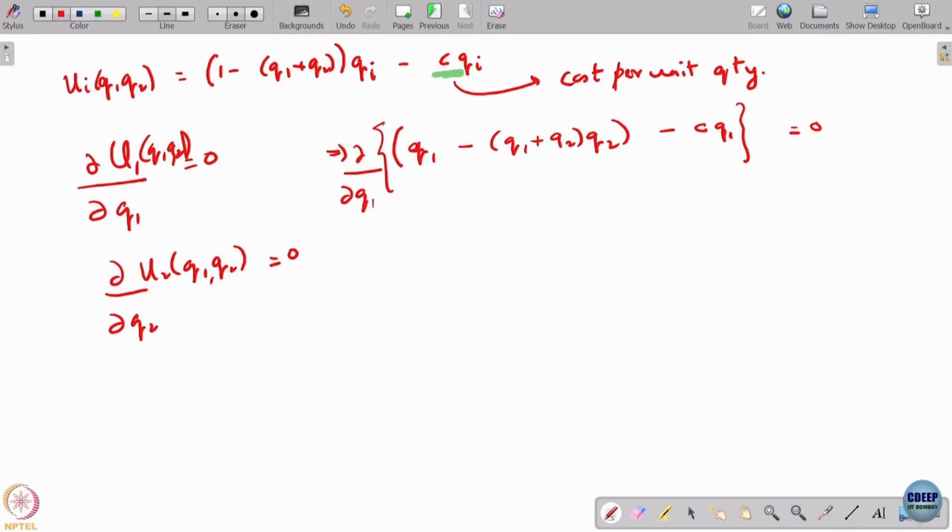Can you tell me what this would be? This will be 1 minus 2Q1 minus Q2 minus C equal to 0. Sorry, this should be Q1. And then a similar equation from the second one would give me 1 minus 2Q2 minus Q1 minus C equal to 0. Alright, so let's solve this simultaneously and tell me what you get.